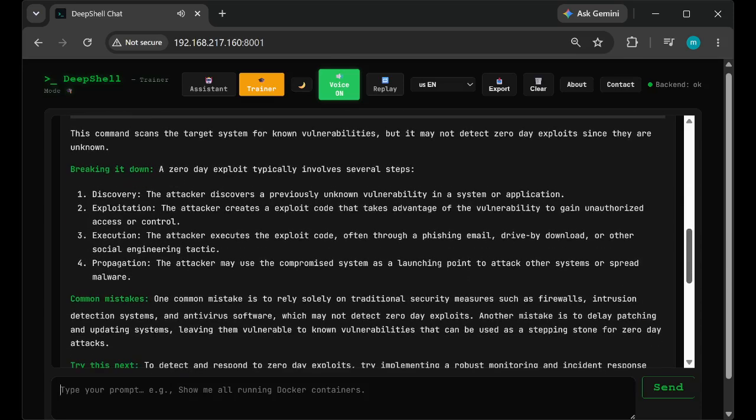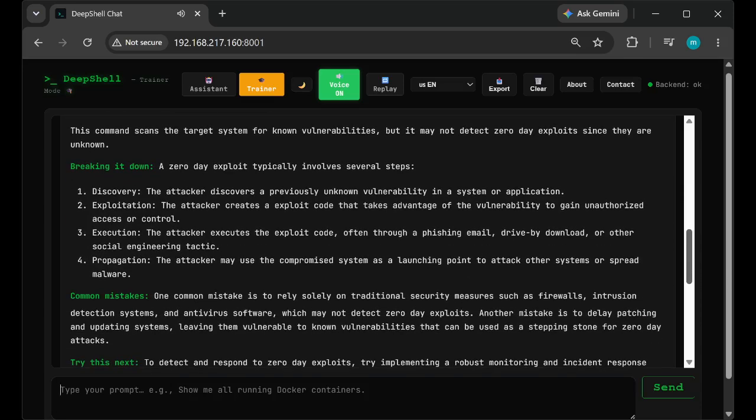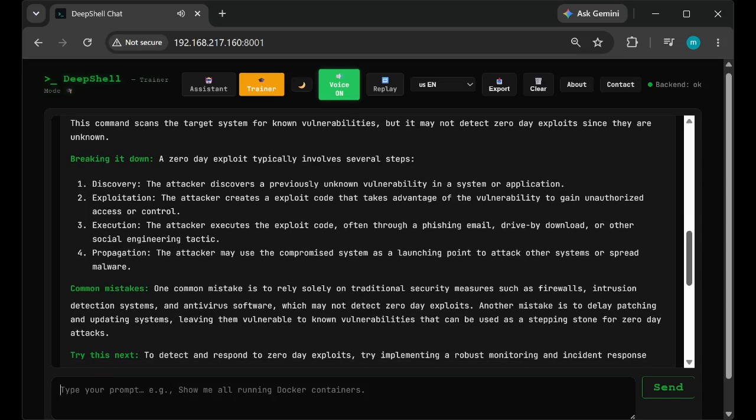Breaking it down, a zero-day exploit typically involves several steps. 1. Discovery. The attacker discovers a previously unknown vulnerability in a system or application. 2. Exploitation. The attacker creates an exploit code that takes advantage of the vulnerability to gain unauthorized access or control.